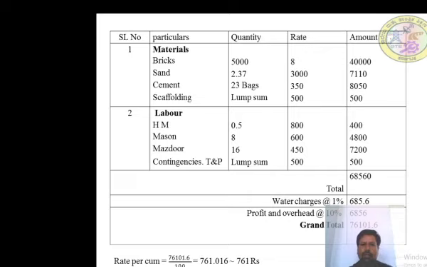Bricks: 5,000 bricks, rate 8 rupees, so 40,000. Sand: 2.37 cubic meter into 3,000 equals 7,110. Cement: 23 bags at 350, 8,050. Scaffolding lump sum 500. Labor portion: head mason 0.5, mason 8 numbers, Mazdoor 16 numbers. Contingency, tools and plant lump sum, say 500 rupees.